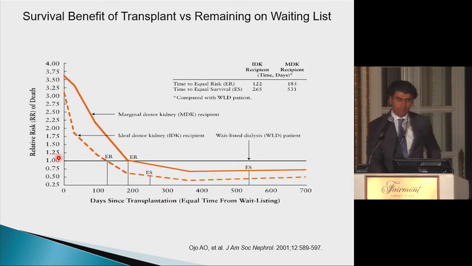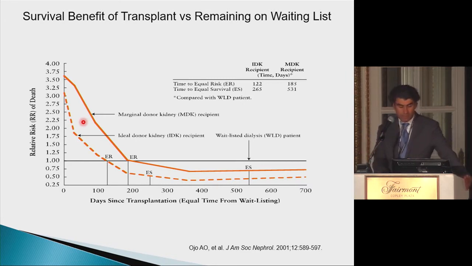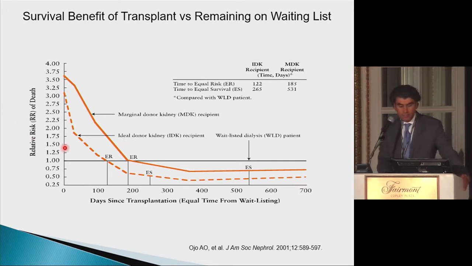And this is the same study, but in this case, they looked at what if we give those patients a lower quality kidney compared to a standard criteria kidney? And you can see here that the line shifted to the right. So if you give lower quality kidneys to patients, they have a higher mortality early on, and they take longer to really equilibrate their survival compared to staying on dialysis.